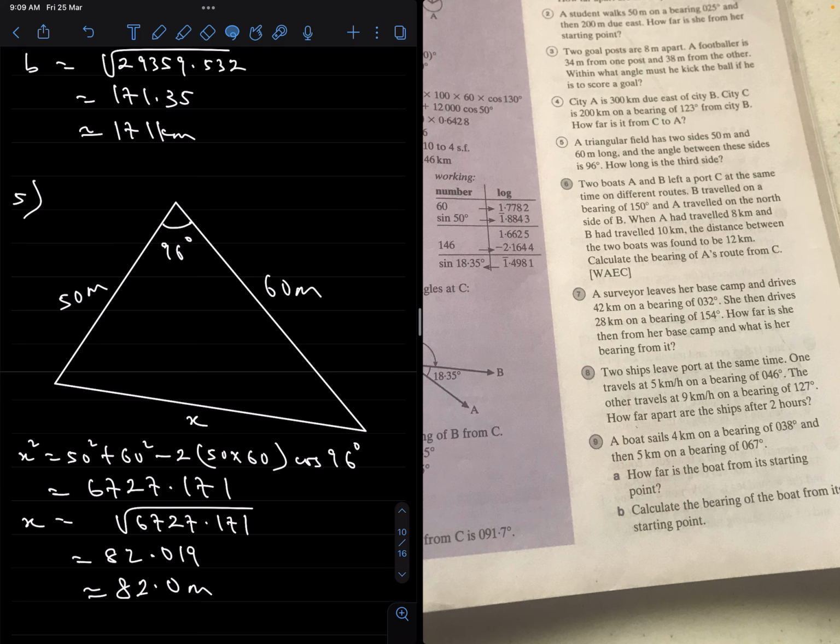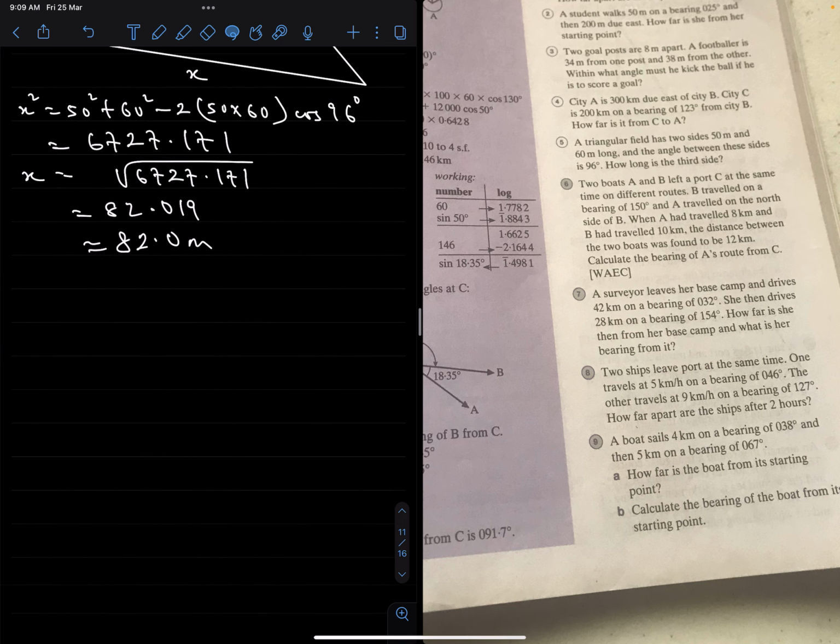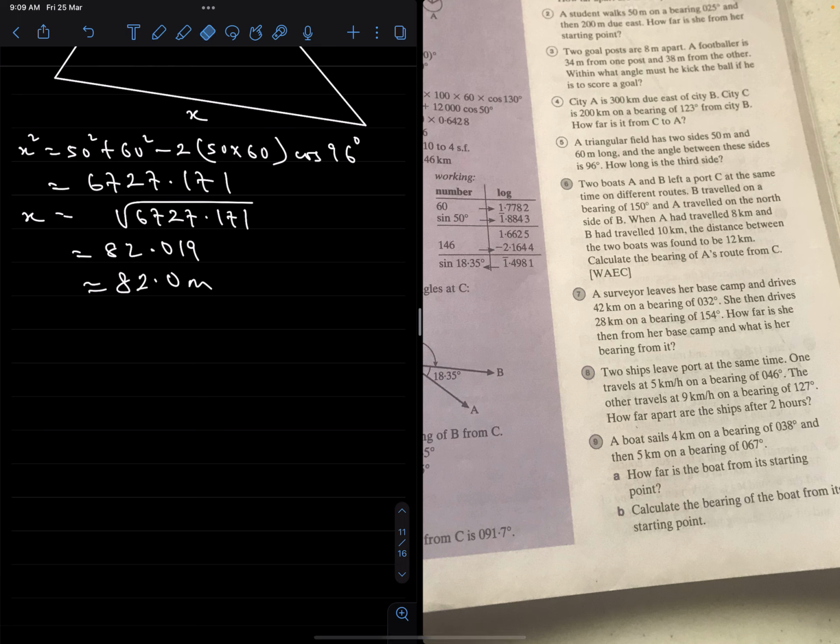That's a quite simple question. It simply means find the bearing of A from C. So let's go to it. Number 6.